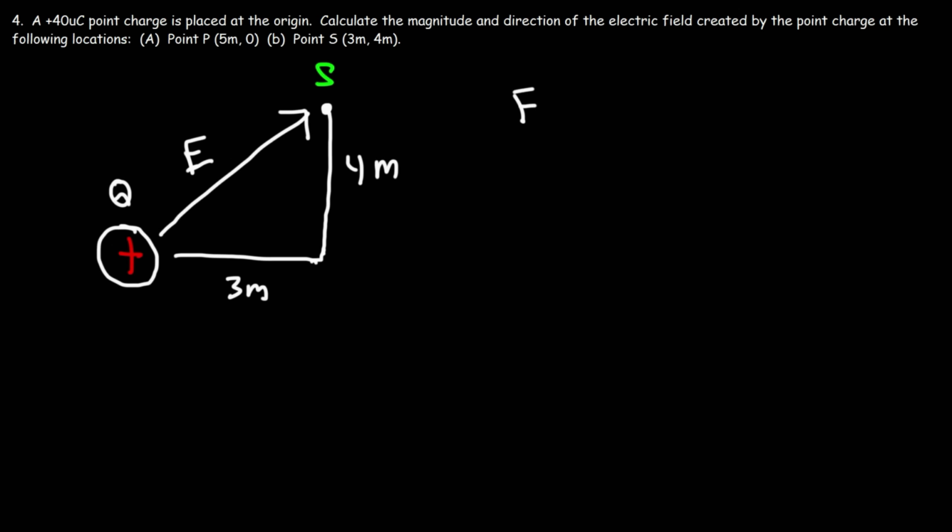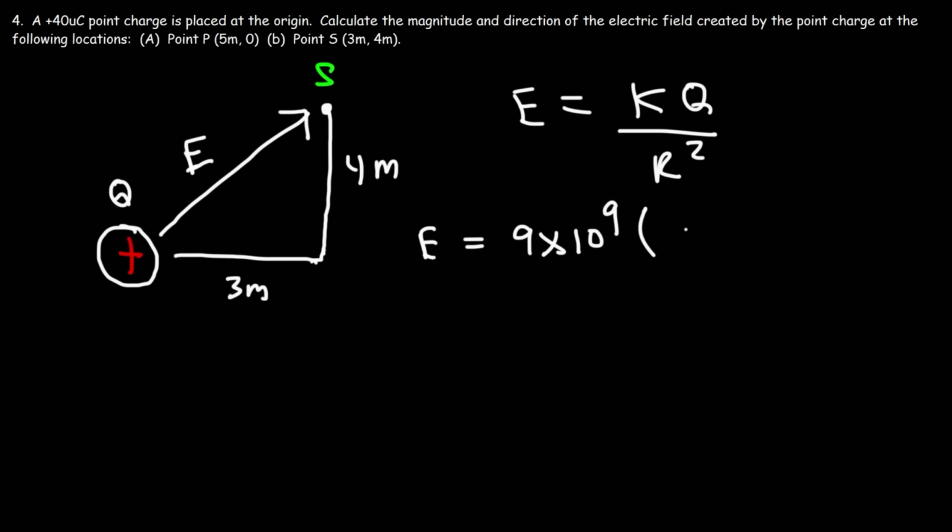So let's use this formula again. It's going to be KQ over R squared. So K doesn't change. It's a constant. It's 9 times 10 to the 9. Q is still the same. It's 40 times 10 to the minus 6. But R is different. R is no longer the value that we have here. But in actuality, it turns out R is the same.